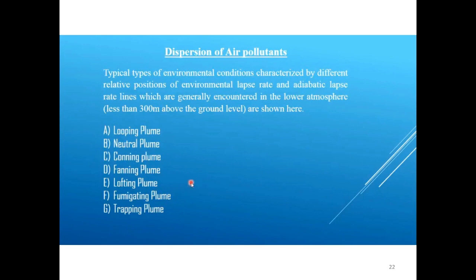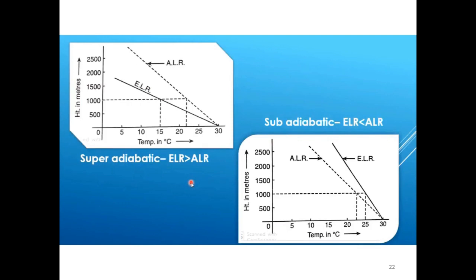So before going to discuss the plume patterns, first of all we need to know the environmental conditions. The environmental conditions can be of two types: super adiabatic condition and sub adiabatic condition, depending on the ELR and ALR positions. So if you see the graph here, for super adiabatic condition it is ELR greater than ALR. Already we have discussed these positions in the last video, though I will just introduce this one. That is, in case of super adiabatic situation, the ELR line lies below the ALR line.